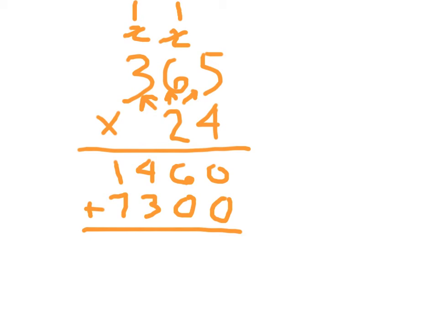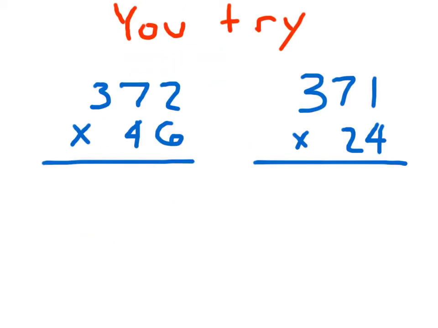And then what do I do with those two numbers? Right, I add them. And I'm going to choose a different color here. And I add them very carefully. There. And then so 8,760 is my answer there. 365 times 24 is 8,760. Here are two problems for you to set up and try. Please hit pause.